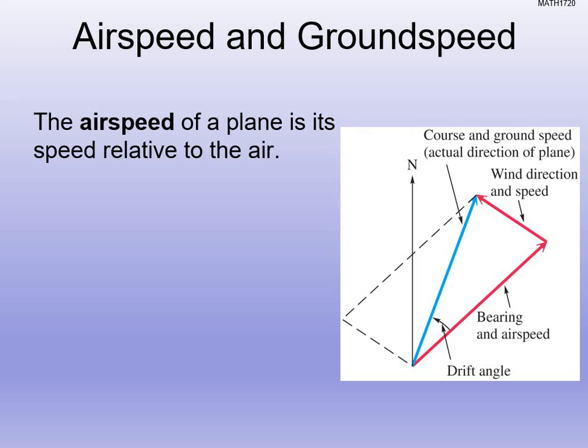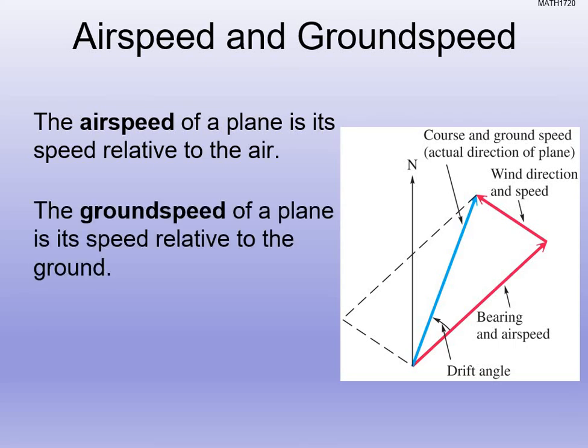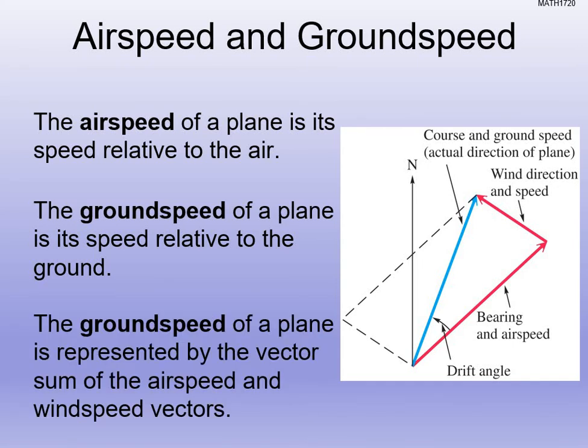Alright, so let's talk about flying a plane. We have airspeed and ground speed. Airspeed is the plane's speed in the air, relative to air. Ground speed is its speed relative to the ground. The ground speed of a plane is represented by the vector sum of the airspeed and wind speed vectors. So this is important. This is how airplanes fly.